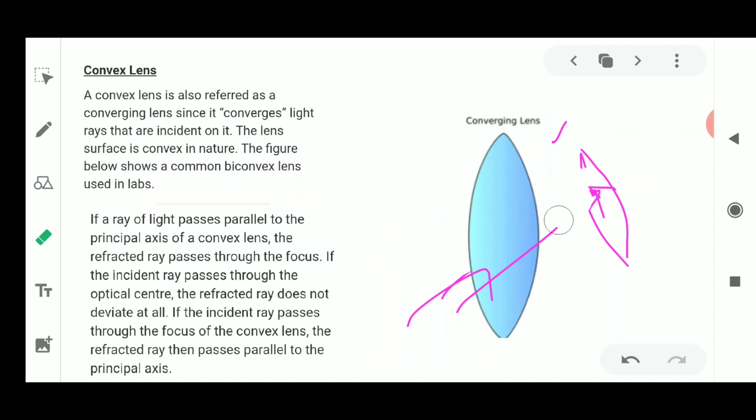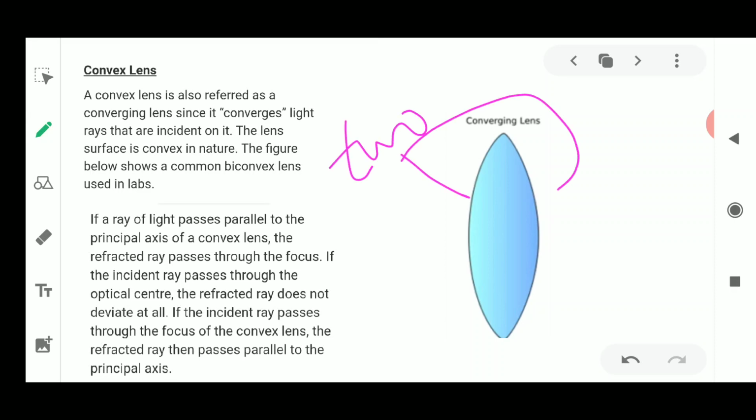Okay, binary means 2 digits. Similarly here, bi means 2. Now what 2? This 2 means there are 2 refracting surfaces, one is here and another one is on this side. So we have 2 refracting surfaces where the refraction would be seen very clearly.